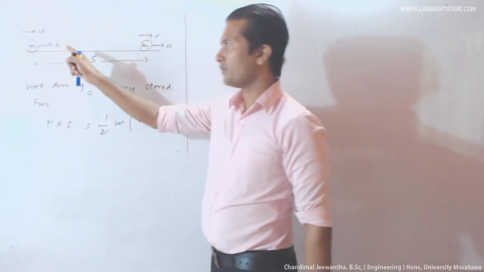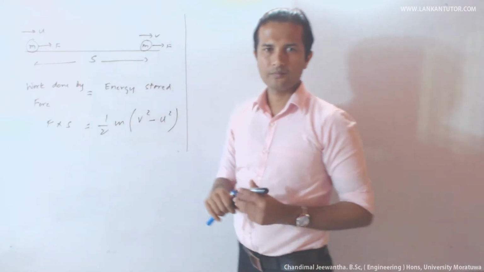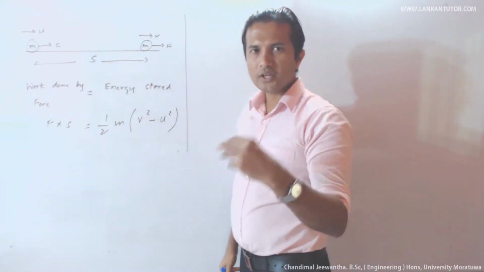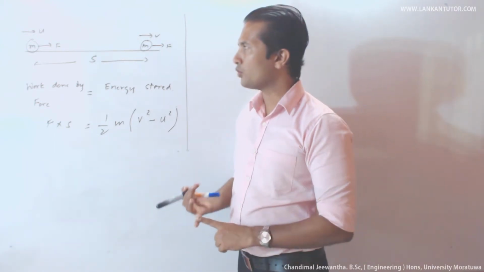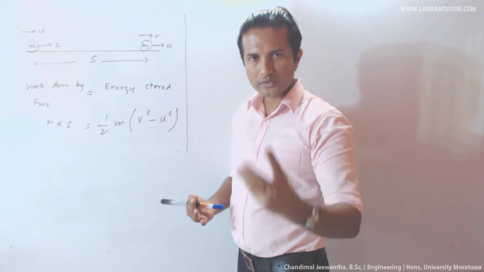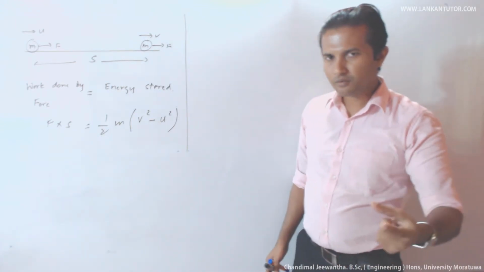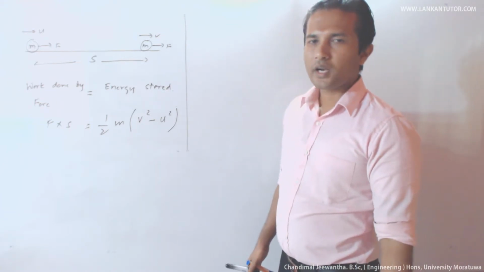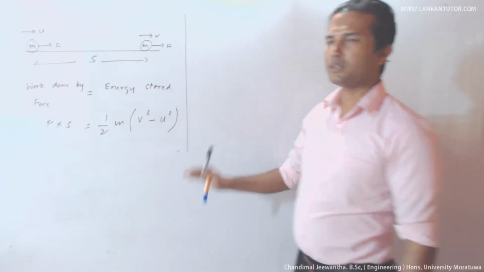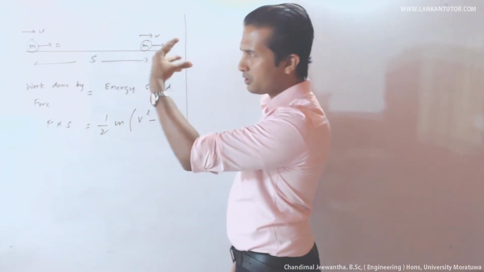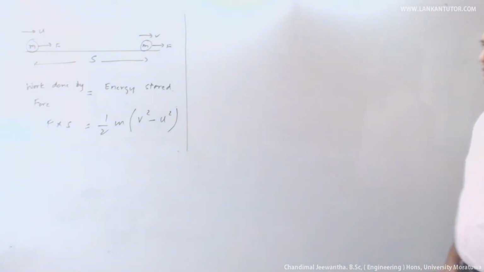So if this force is acting as friction, what happens? The velocity of the object decreases as the time progresses. So you have to consider the work done by the friction is equal to the loss in kinetic energy. The same equation, but the force should be opposite to the moving direction.